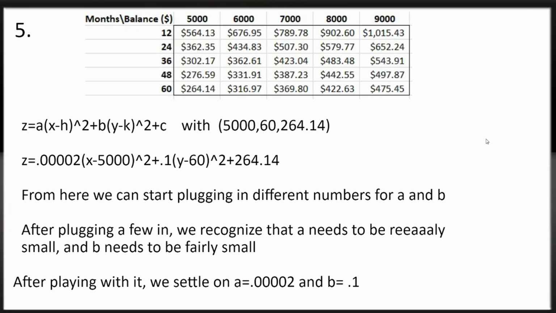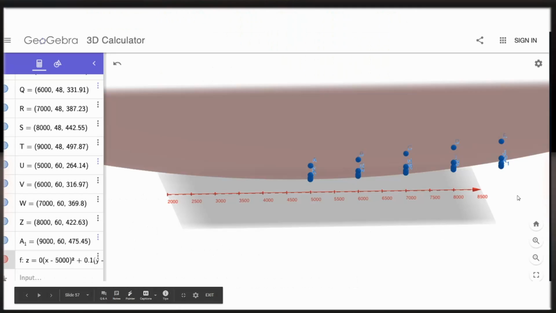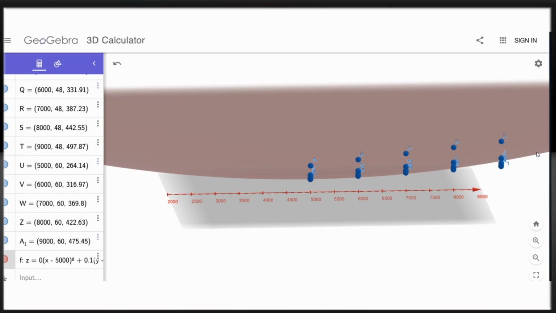So after playing around, tinkering with some numbers, we settled on A being that tiny number of 0.00002 and B being 0.1. So when we plug those numbers in, it shows 0 there, but it is that 0.00002. You could tell, and then that 0.1 for B. You could tell that the curve definitely stretches out, fills up the area a lot more, and kind of encapsulates all those points. Not every single point. Again, the table is not perfect. It's not going to give you a great fit every time.